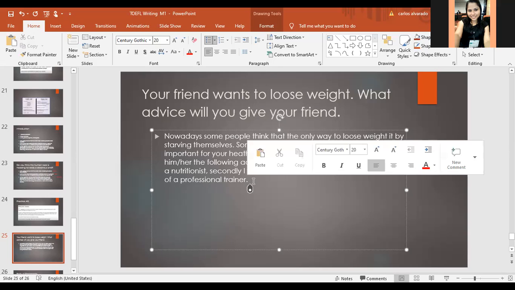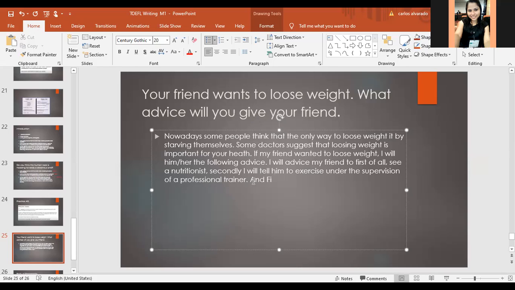Okay, very good. And finally, I will, but en vez de usar advice, I'm going to use another word, encourage. Encourage quiere decir como animar. Encourage him to sleep enough hours. All right, very good. Excellent.